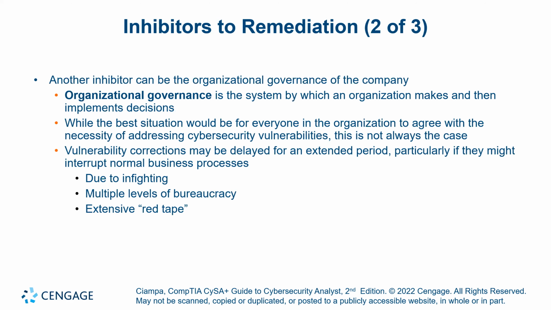Organizational governance is a system by which an organization makes and then implements decisions. While the best situation would be for everyone in the organization to agree with the necessity of addressing cybersecurity vulnerabilities, this is not always the case. Vulnerability corrections may be delayed for an extended period, particularly if they might interrupt normal business processes, due to infighting, multiple levels of bureaucracy, or excessive red tape.